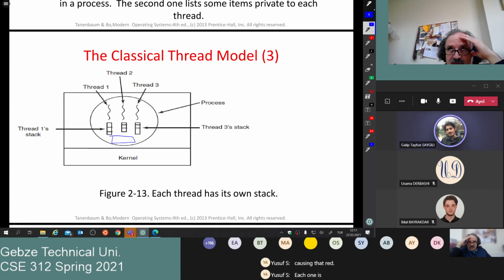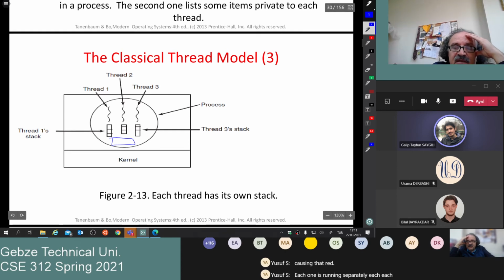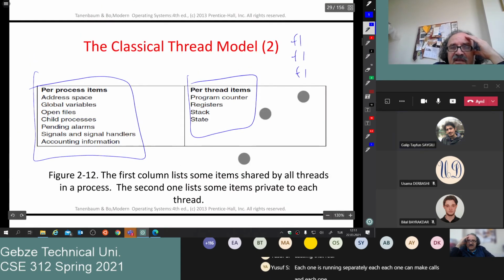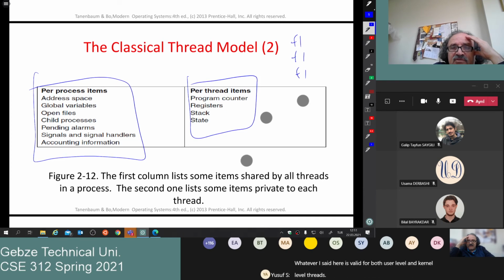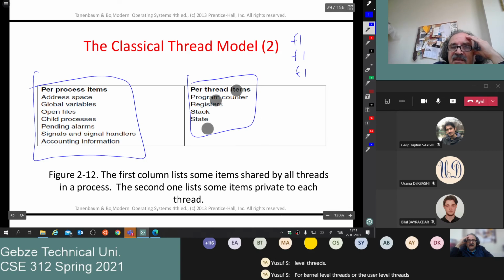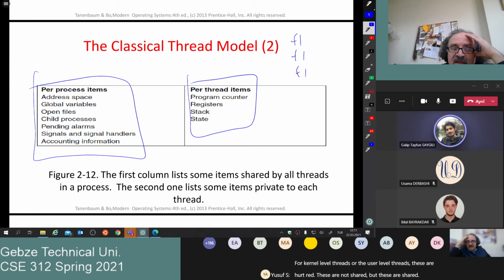Okay? Any questions about this picture? Can we say these threads are user mode threads? No, I cannot say that by looking at this picture. Whatever I said here is valid for both user level and kernel level threads. For kernel level threads or user level threads, these are per thread. These are not shared, but these are shared. The idea of threads does not depend on user level or kernel level threads, okay? That's an implementation detail. I am not talking about the implementation right now. I am talking about the idea of threads.